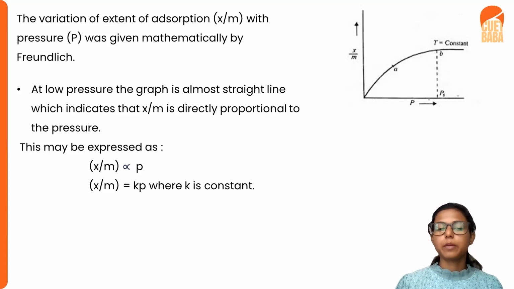So X by M is proportional to pressure at low pressure, and when we multiply by a constant, we can see that X by M is equal to Kp. Here X by M is proportional to P raised to 1. So X by M is proportional to the first power of pressure.